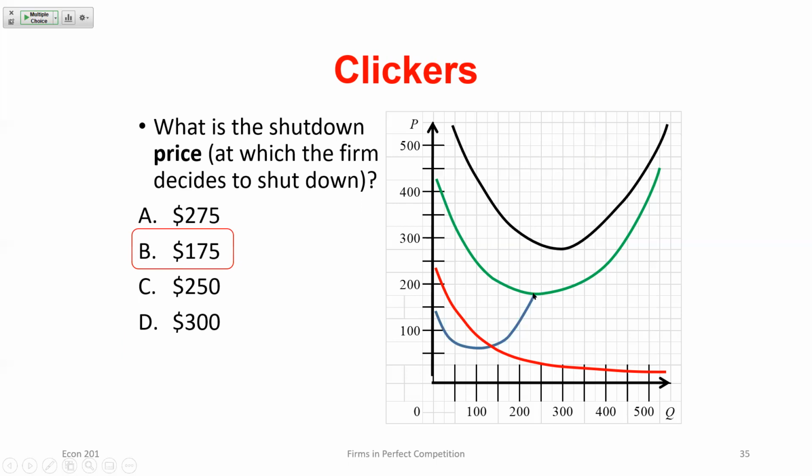So if I'm looking for my shutdown price, that's going to be that minimum point on my average variable cost. So look here to figure out what quantity that would be. Then I go over to figure out, set a price of 175. So the minimum point in the average total cost tells me where profits would equal 0. And then my cutoff for the shutdown decision is that minimum point on the average variable cost curve.